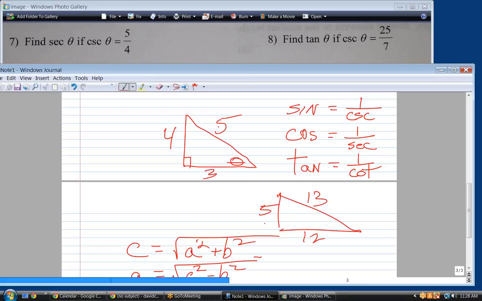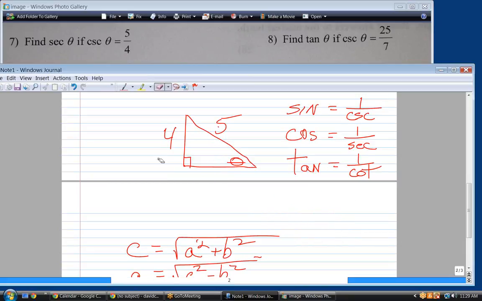In other words, if you're given a triangle and you see a 5 and a 13, you know the other side's 12. Or if you see a 12 and a 5, you know this side's 13. So it's quite useful to recognize these two triangles. It saves you from doing a lot of math. Now that we know that side is 3, they want to know what the secant of theta is. 5 over 3. Yes.